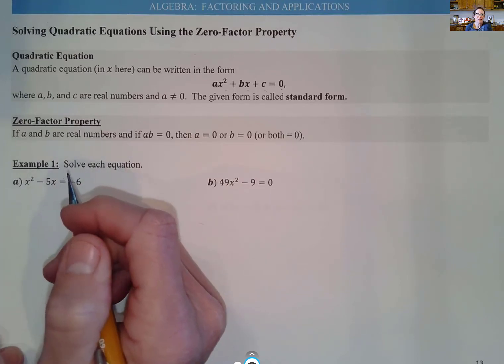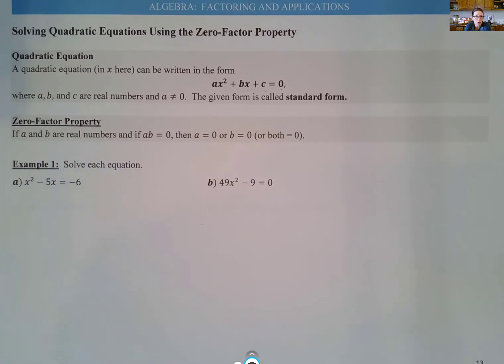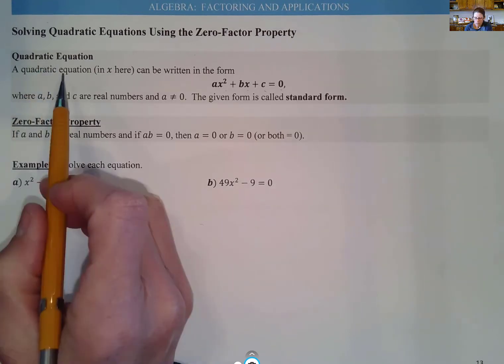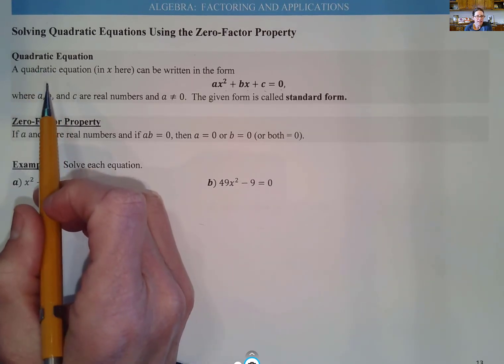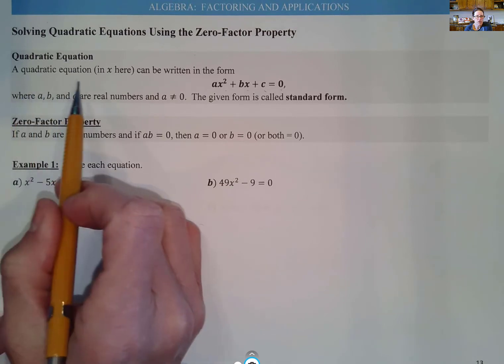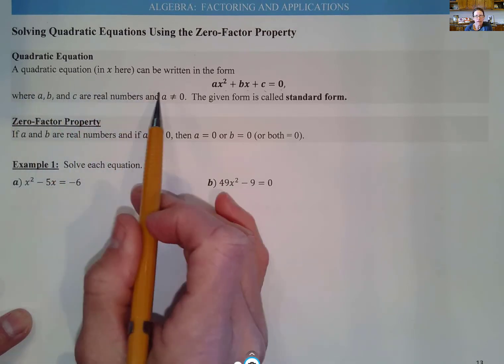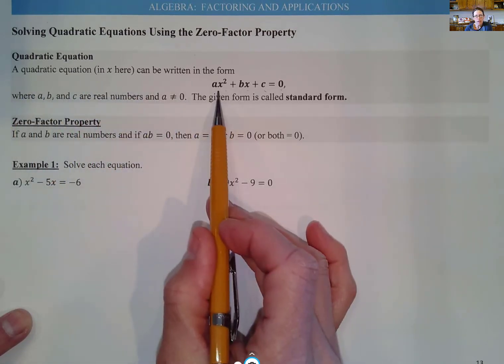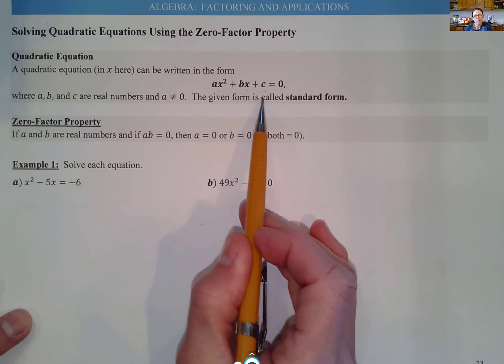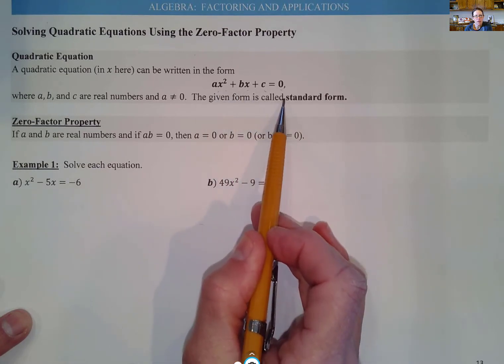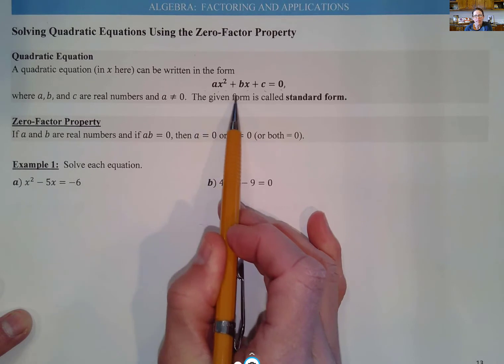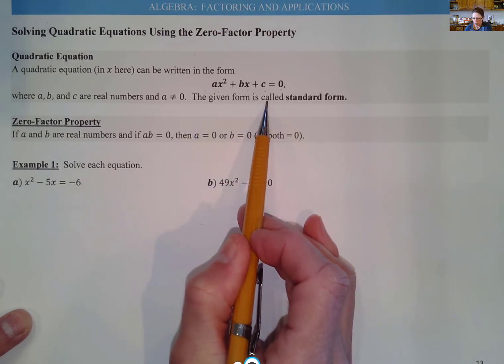Hello students, in this video we will solve quadratic equations using the zero-factor property as a result of factoring. Starting with the definition of quadratic equation. A quadratic equation in x here can be written in the form ax squared plus bx plus c is equal to 0, where a, b, and c represent real numbers.